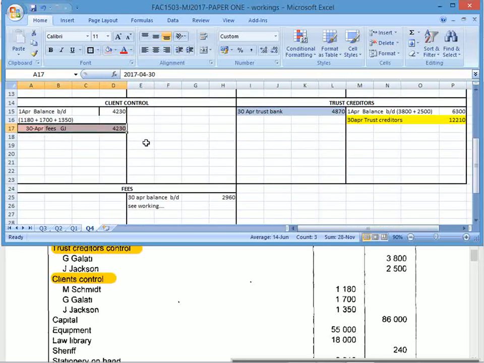So where's the credit going to be? Client control, fees. Where's our fees account? There's our fees account. Okay. So the client control, we're earning fees for representing our client, and this was for day 30, the end of the financial month.